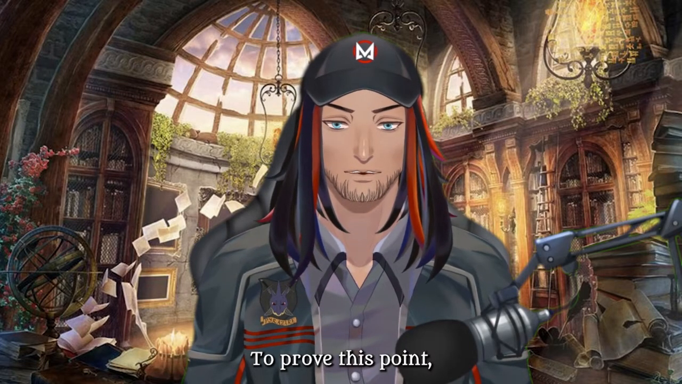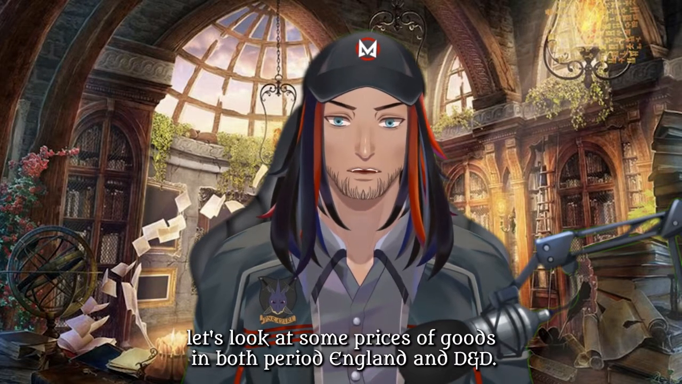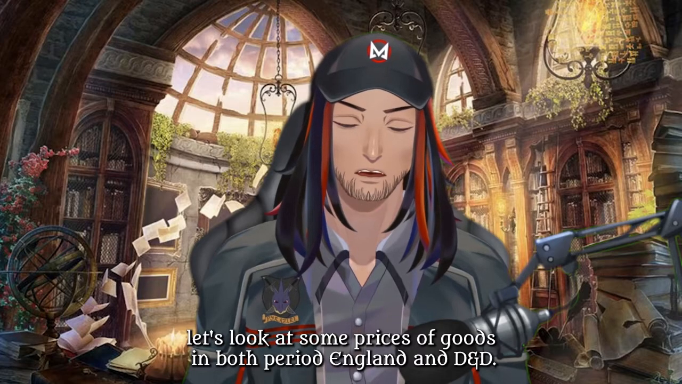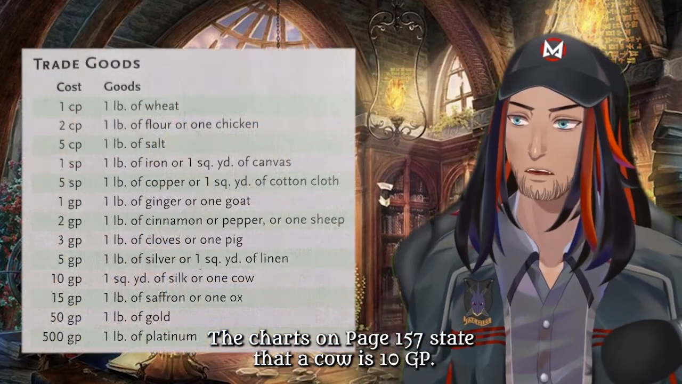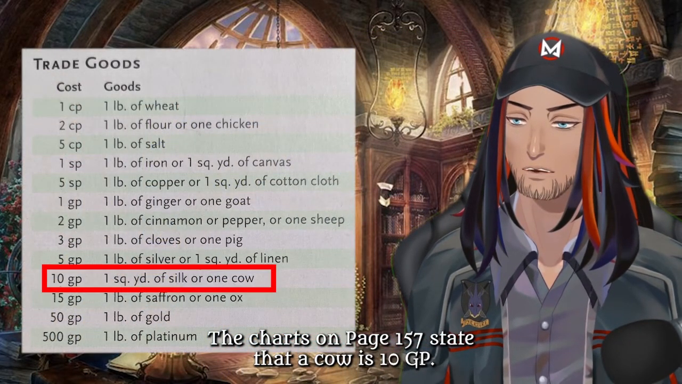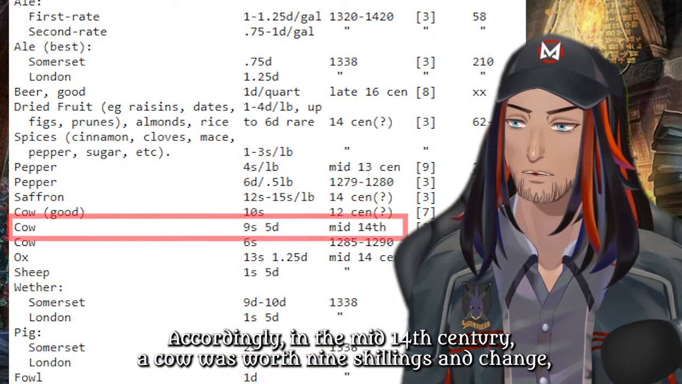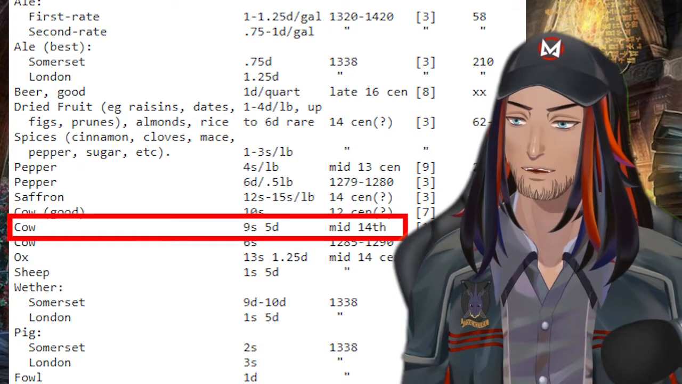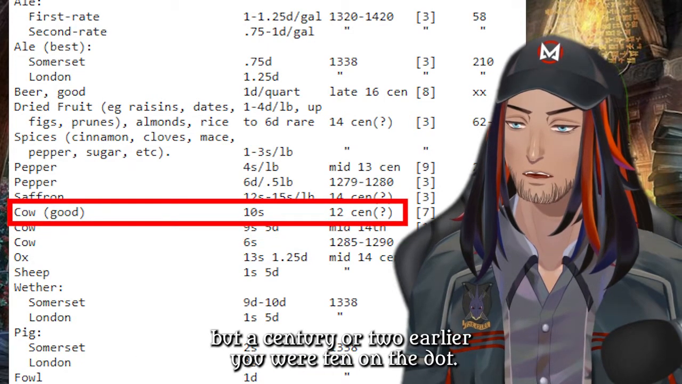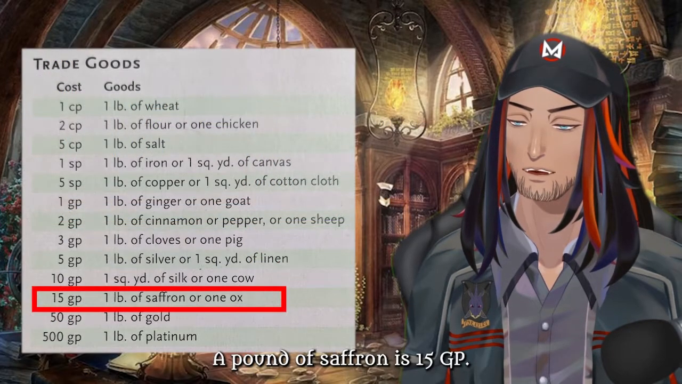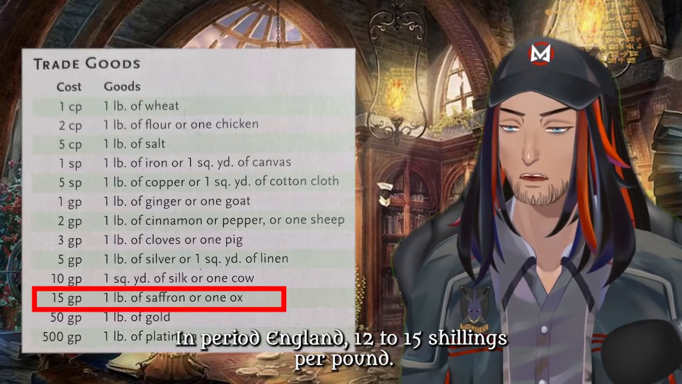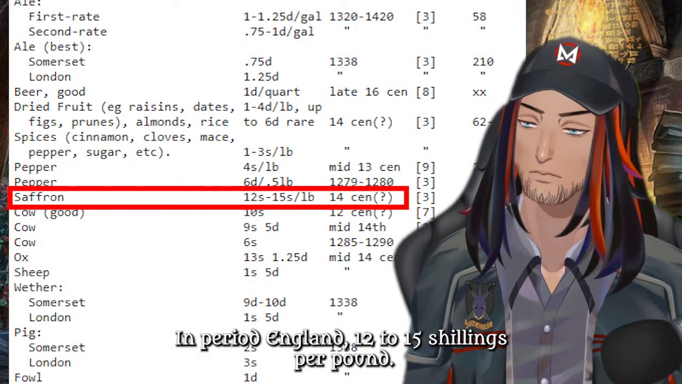To prove this point, let's look at some prices of goods in both period England and D&D. The charts on page 157 state that a cow is 10 GP. Accordingly, in the mid-14th century, a cow was worth 9 shillings and change. But a century or two earlier, they were 10 on the dot. A pound of saffron is 15 GP. In period England, 12 to 15 shillings per pound.